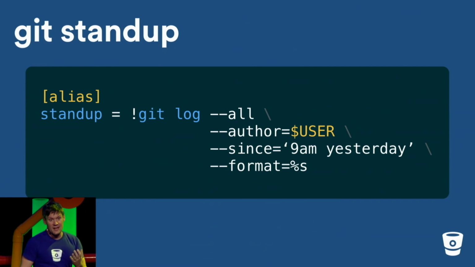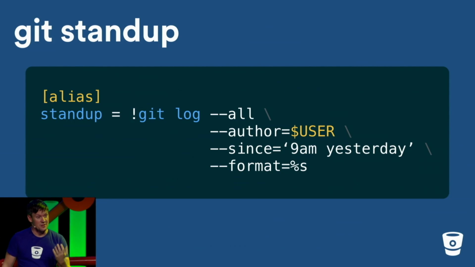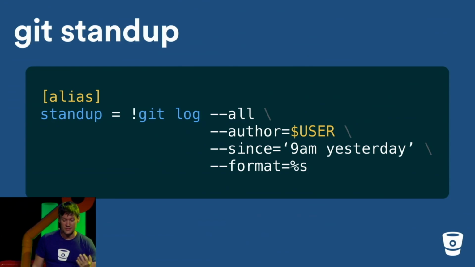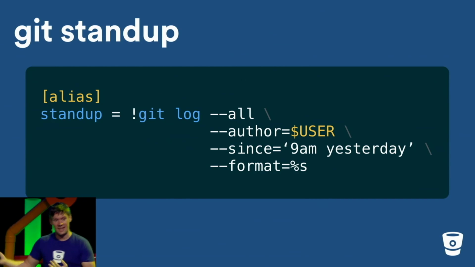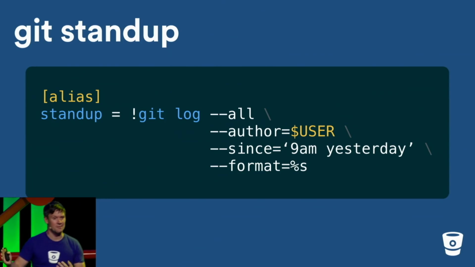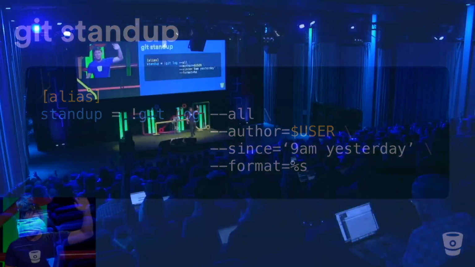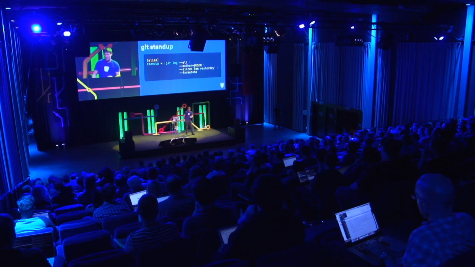So it's not just about using arguments explicitly supplied by the user. You can also use environment variables as well. So this is an alias called git-standup. How many people have a stand-up meeting once a day? About the same number of people, almost everybody.